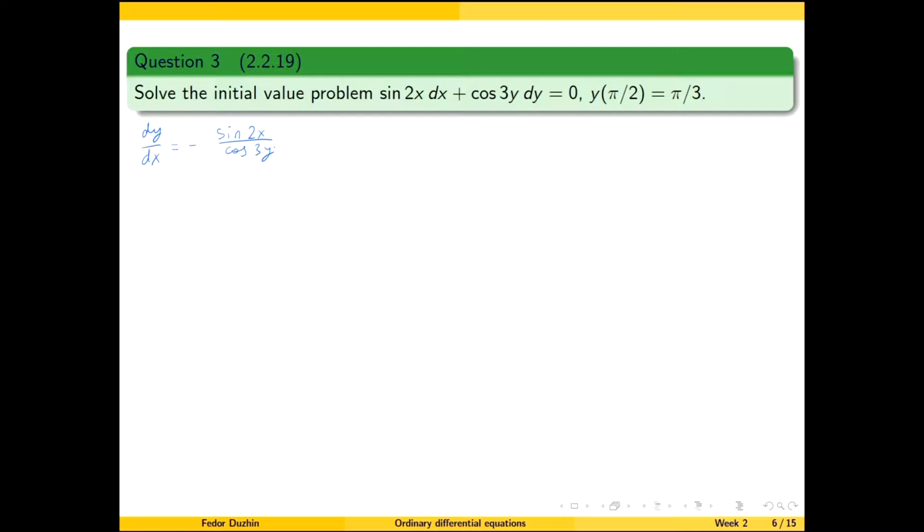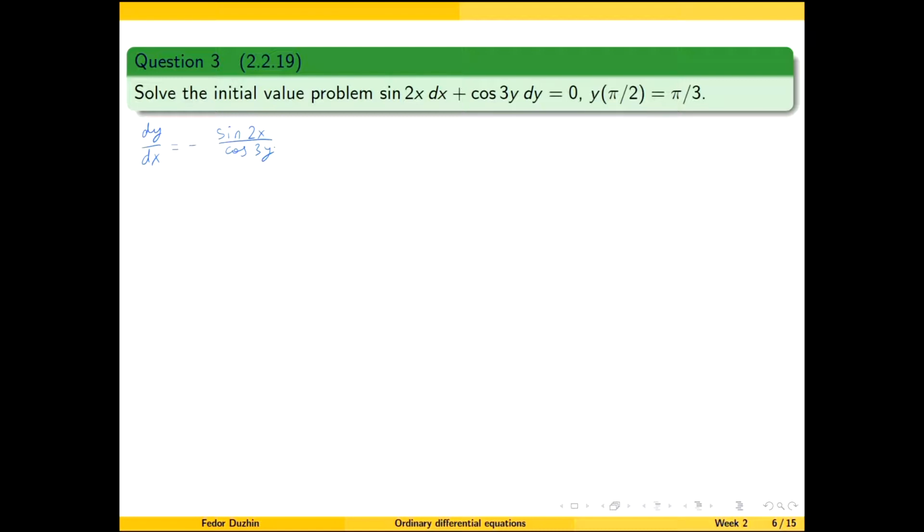Alright, let's do this. Well, it looks complicated. First of all, what does it even mean? When it is like this, sine 2x dx plus cosine 3y dy, it kind of means that they have already done half of the work of separating the variables for us. So the initial differential equation was dy over dx equals minus sine 2x over cosine of 3y, but then they multiplied by dx and multiplied by cosine 3y and then moved everything to the left hand side.